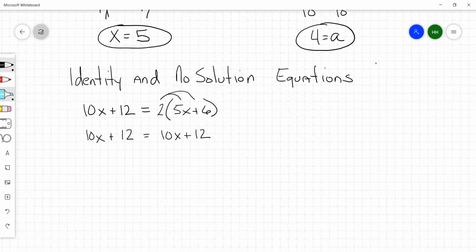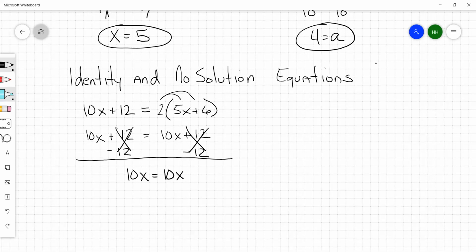So anytime that you get to an equation where the left side is exactly the same as the right side, I mean, you can keep going with this. You can subtract 12. Maybe you haven't noticed it yet. And now this cancels and you bring down your 10x, and 10x equals 10x. Left side equals the right side again. When you get to that stage of the equation, you just stop and you write the word identity.